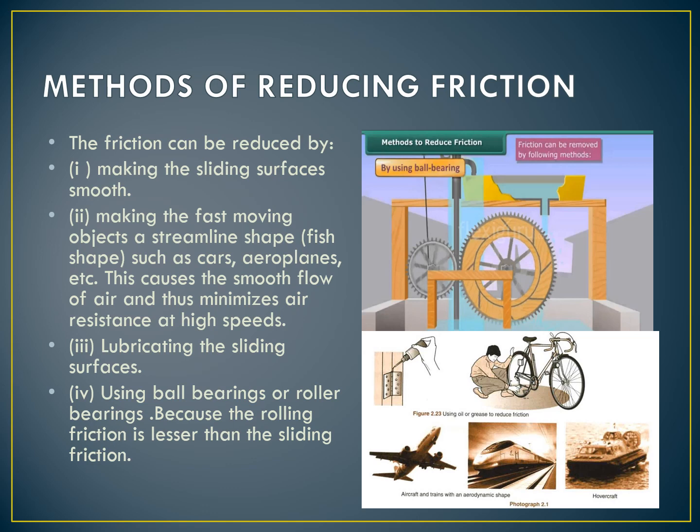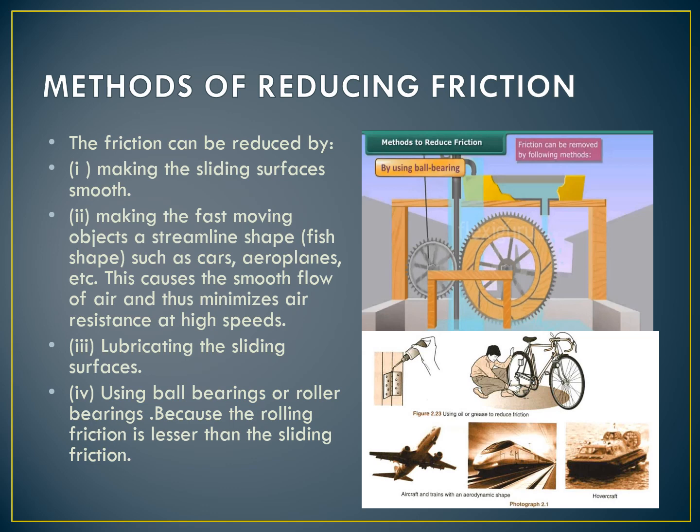In fast moving objects, the friction can be reduced by making their shape streamlined, like the fish shape. As the shape of racing cars, aeroplanes, and bullet trains is made streamlined to reduce the air friction, because this shape causes the smooth flow of air and hence minimizes the air resistance. Friction can also be reduced by lubricating the sliding surfaces.